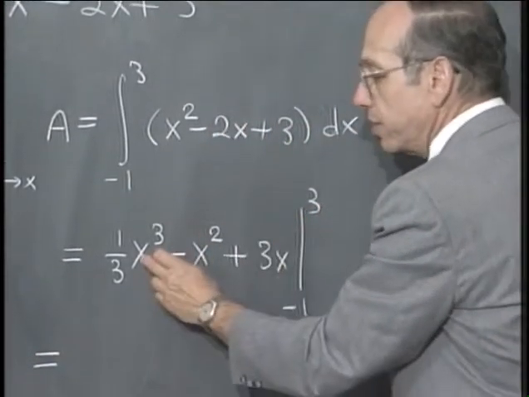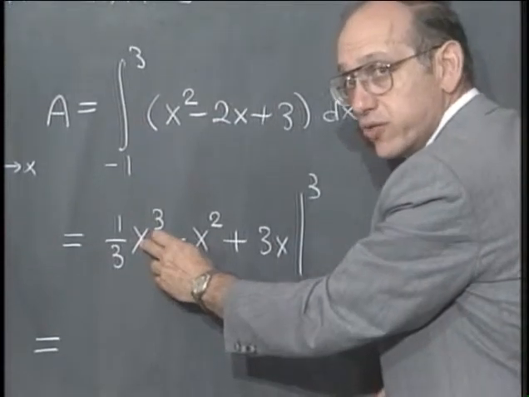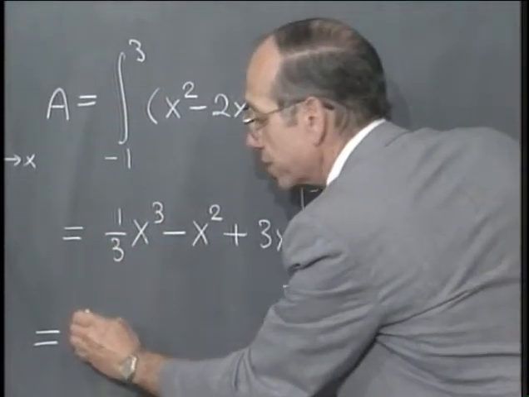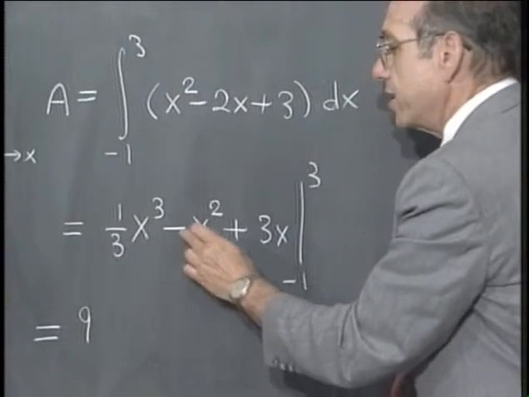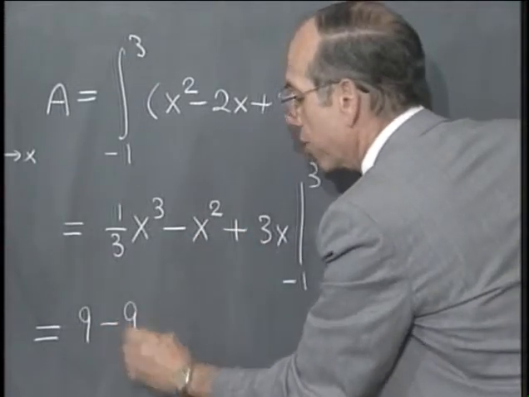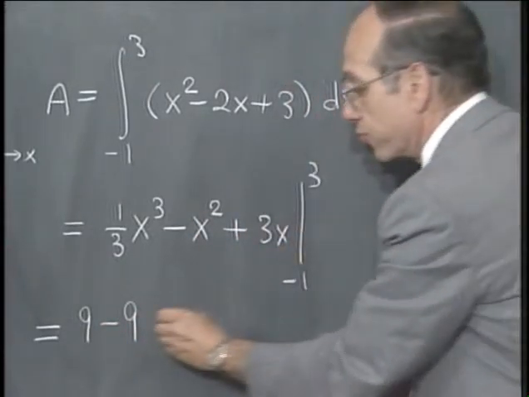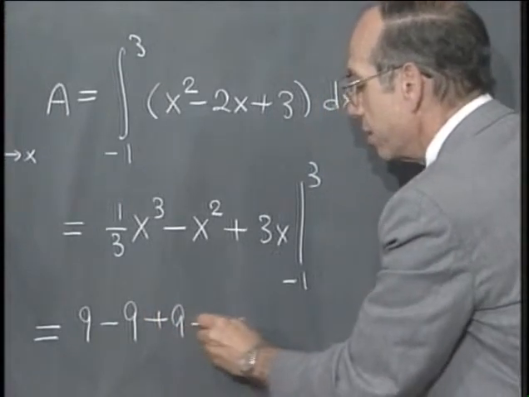Substituting the upper limit, x cubed, that's 3 cubed, is 27. 1/3 of 27 is 9. Minus 3 squared is 9. Plus 3 times 3 is yet 9 again.